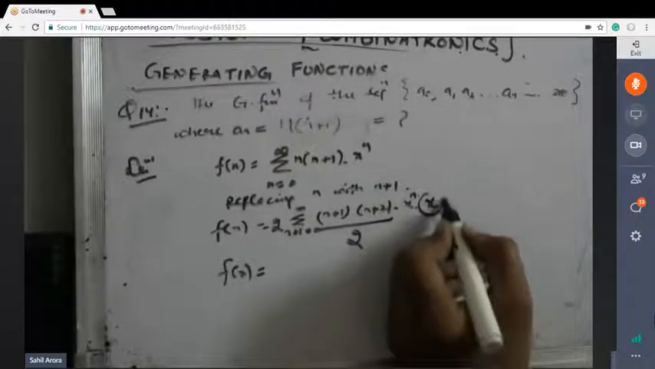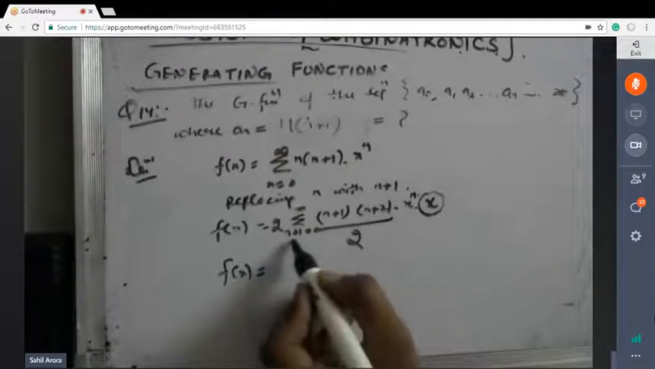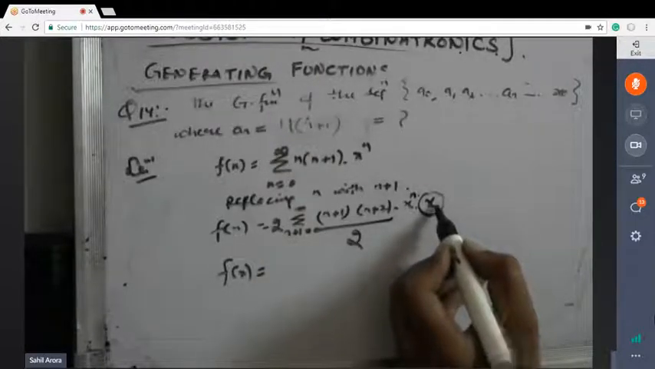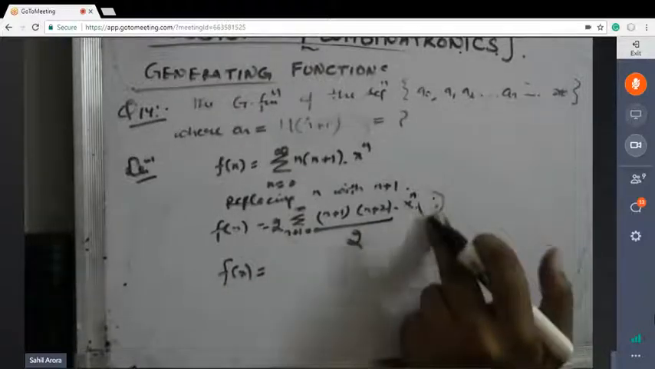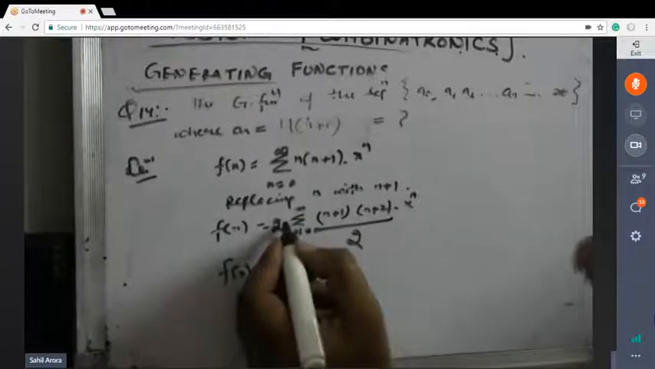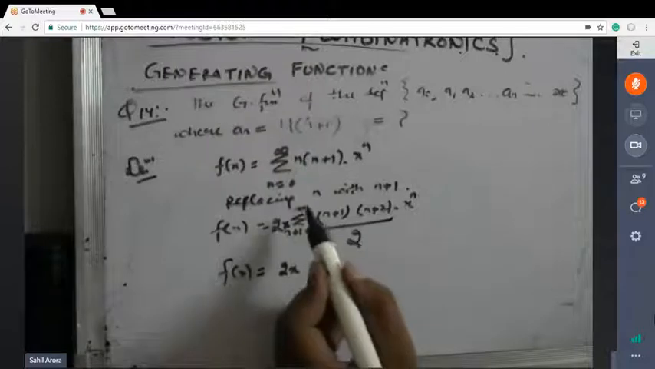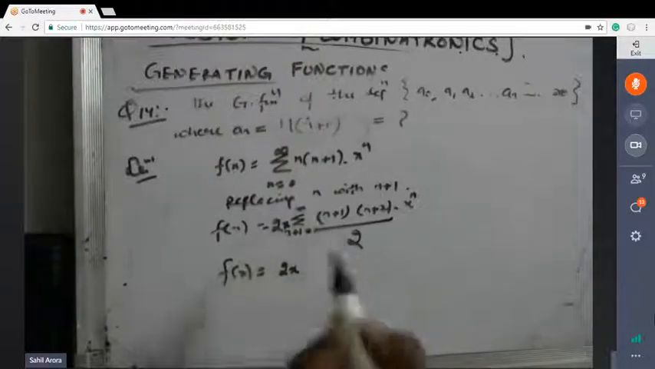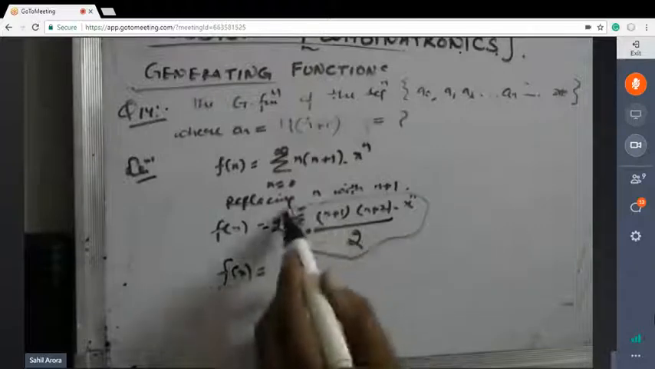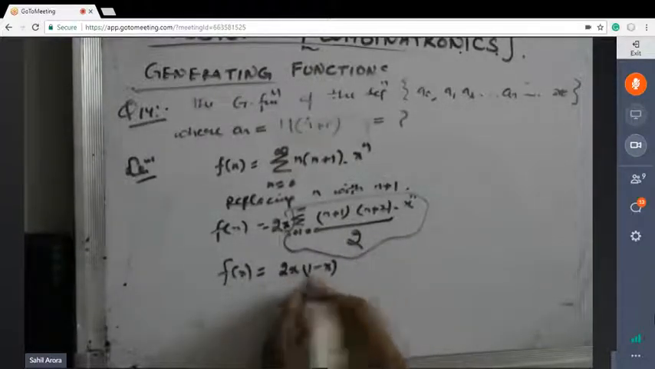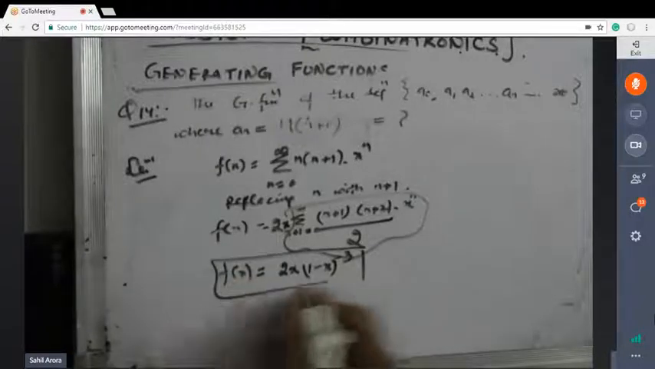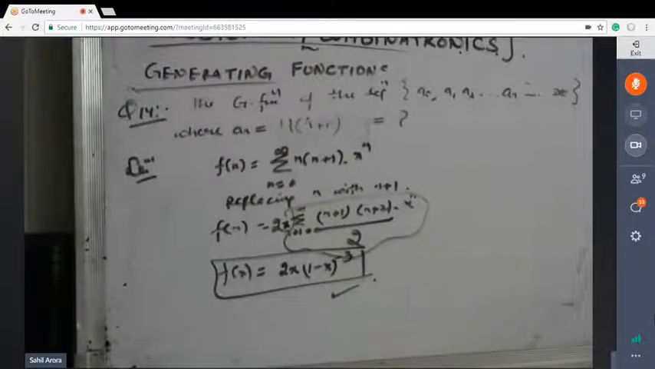See, x is actually the independent term. Why? Because the summation is for n and we are finding x, and x has no relation with n. So we can take this x outside the summation, so finally we get 2 into x. See, n plus 1 equal to 0 to infinite is the same as saying n equal to 0 to infinite. This whole expansion we have already seen; it is nothing but 1 minus x whole power minus 3. So this would become the answer. See, this is very clear. The final answer would be 2 into x into 1 minus x whole power minus 3.